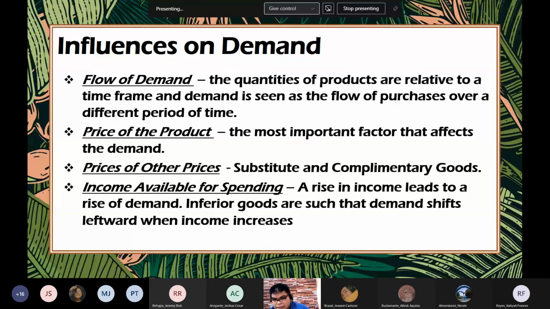So dati maraming pera, nagkaroon ng crisis, hindi ka na bumibili ng mga designer clothing, no? Hindi ka na bumibili ng mga Guess, ano pa ba? Hindi ka na bumibili ng Supreme, peke na lang yung Supreme mo, bumibili ka na lang ng mga yung sa Changge na damit, ganun na lang. No? So, sabi nga rito, inferior goods are such that demand shifts leftward when income increases. So, mas hindi na napapansin ang inferior good pag tumataas ang sweldo.